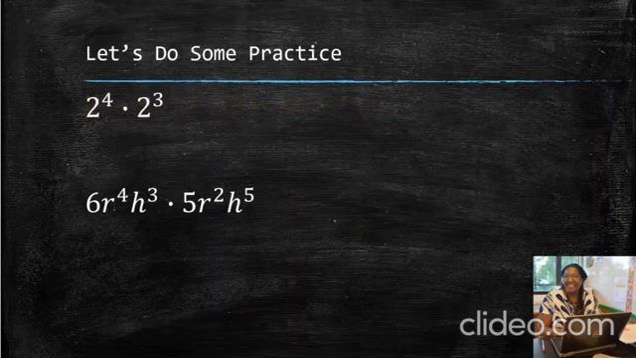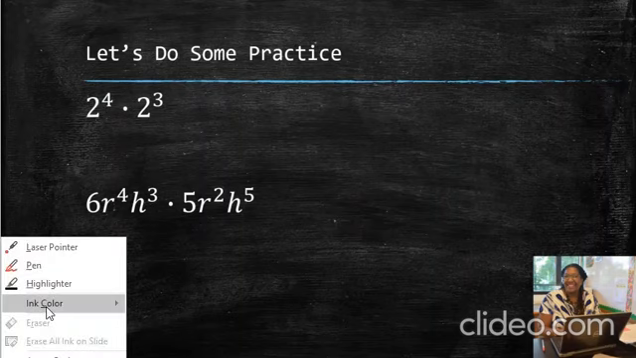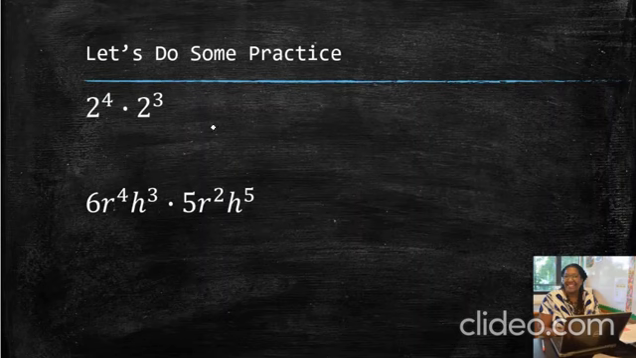Let's do some practices, not examples. Let's do some practices on these 2 problems. 2 to the 4th times 2 cubed, and 6r to the 4th h to the 3rd times 5r squared h to the 5th. That second one's kind of involved, but I believe you can do it. Got faith in you. Turn on our ink so I can answer with you.